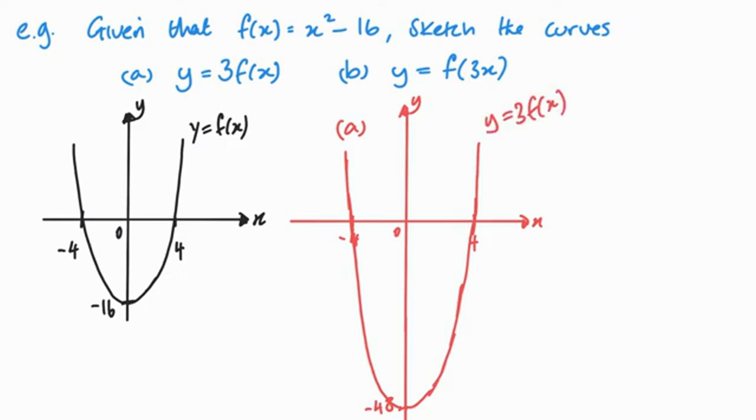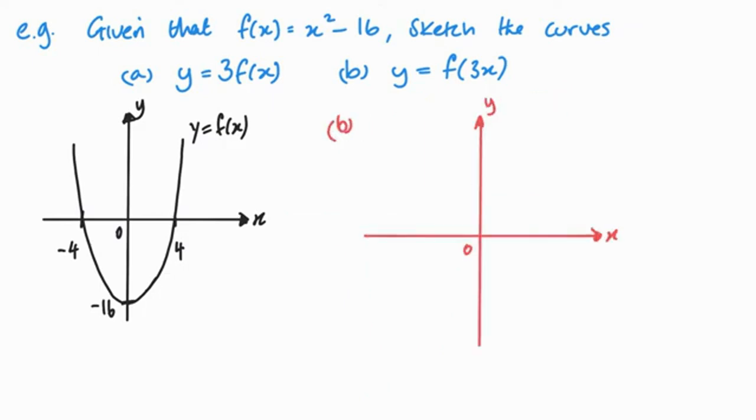Now for part B, I can see that it's inside the bracket, so I need to divide all of my x values by 3. So now I'm going to hit the value 4/3 and negative 4/3. However, my y values are unchanged. So my horizontal stretch looks something like this. And that's my y equals f of 3x.